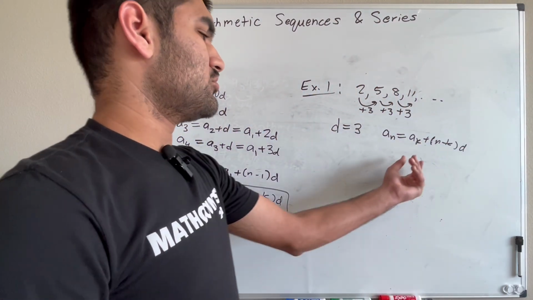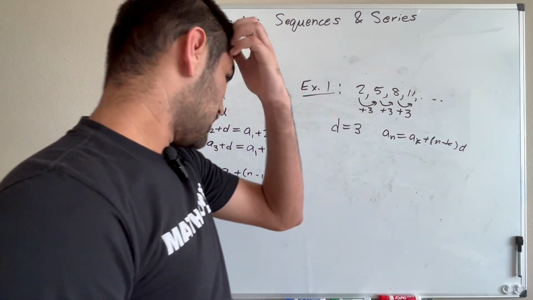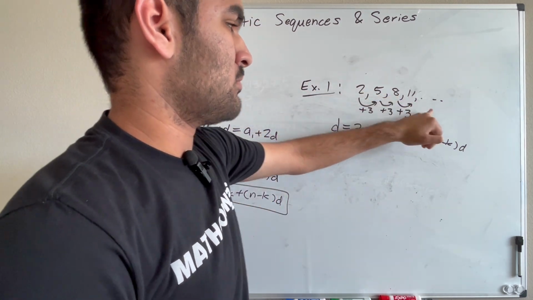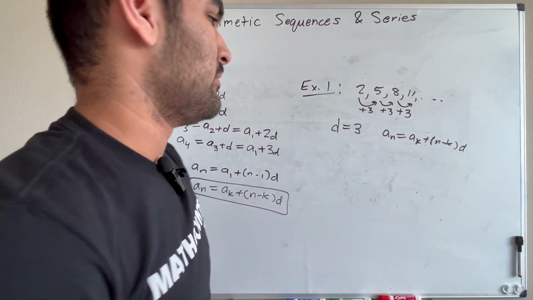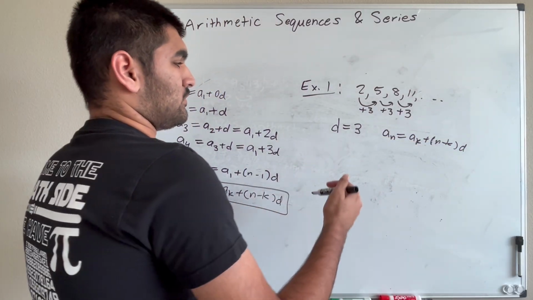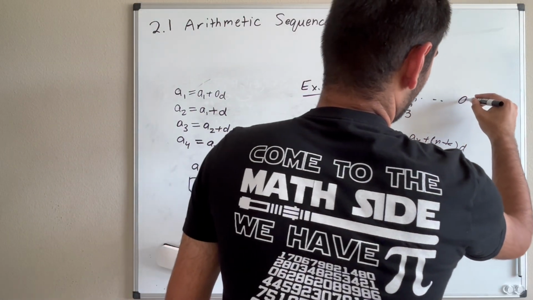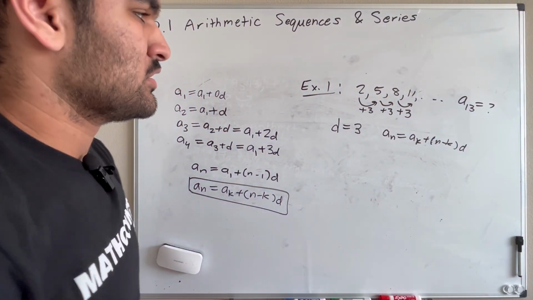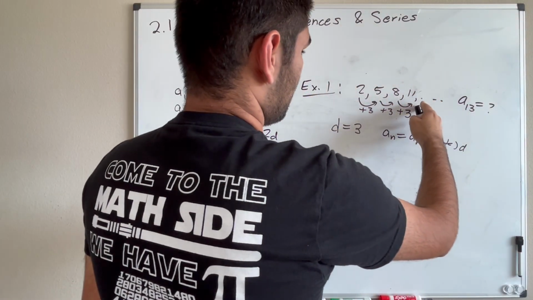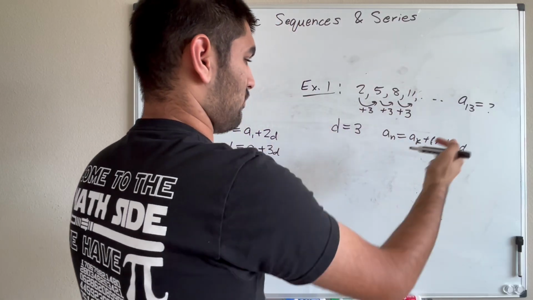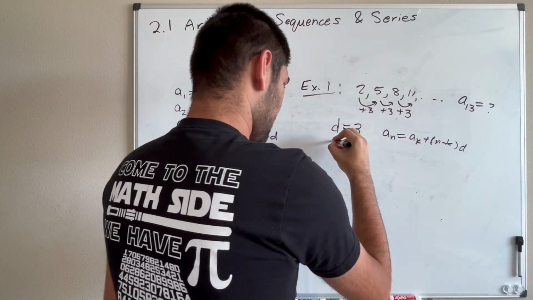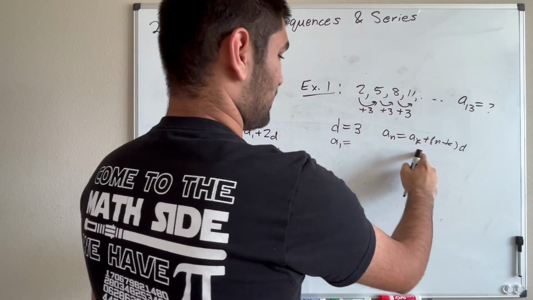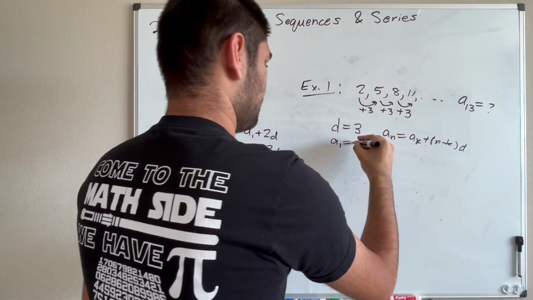So we have to be strategic about how we pick k, because we know the first term, the second term, the third term, the fourth term, but we don't know anything after that, right? And oh wait, I almost forgot. Our goal is to find A13. So we know the first 4 terms, so k can be anything from 1 to 4, right? But let's keep it simple, and let's say k is equal to 1. So that means we get a sub 1 right here, and a sub 1 is equal to 2.